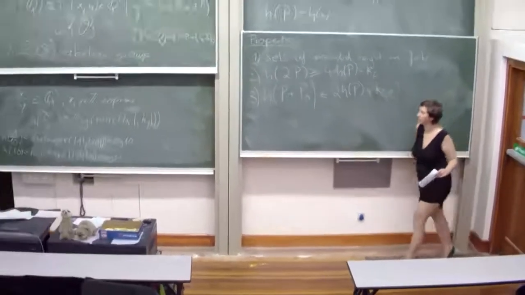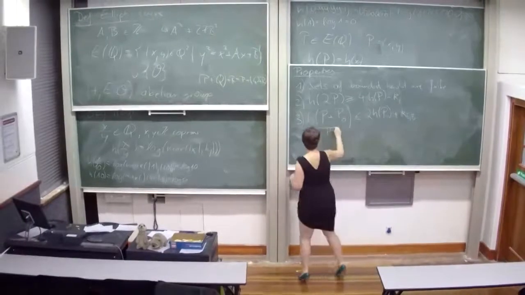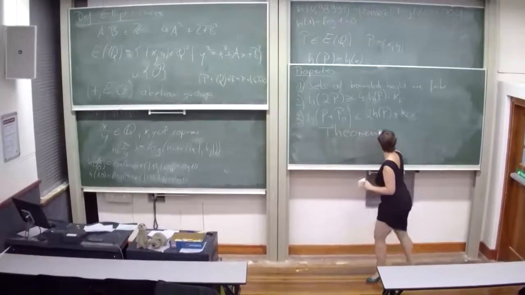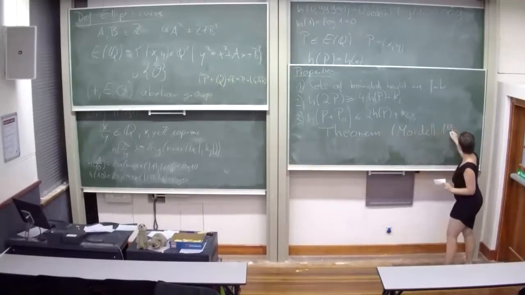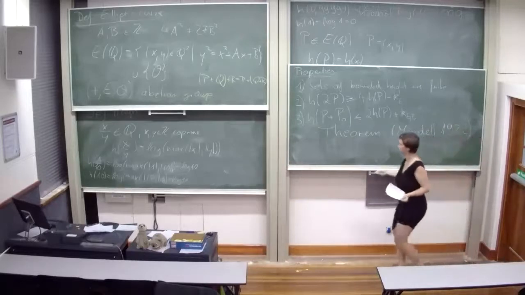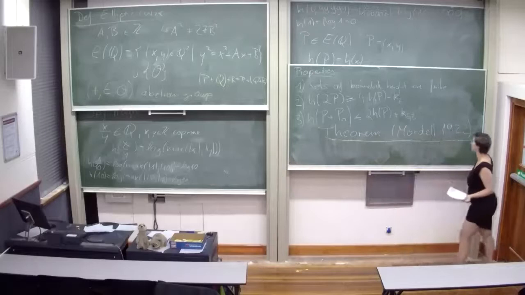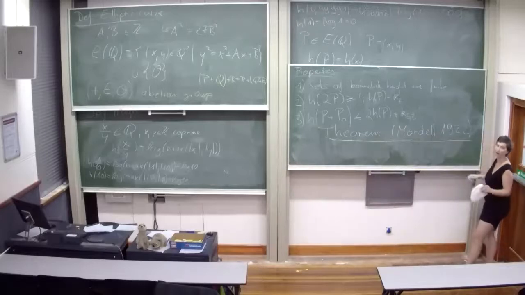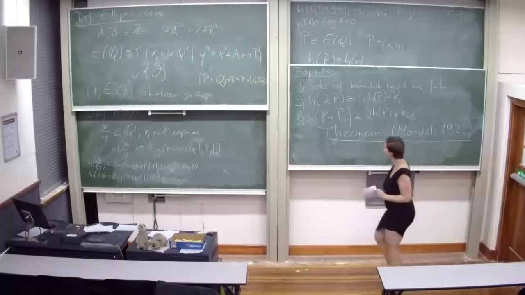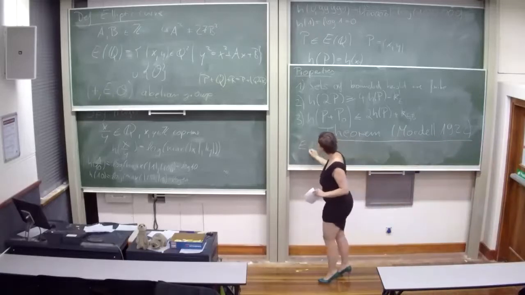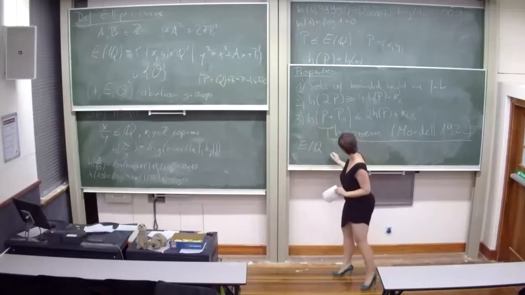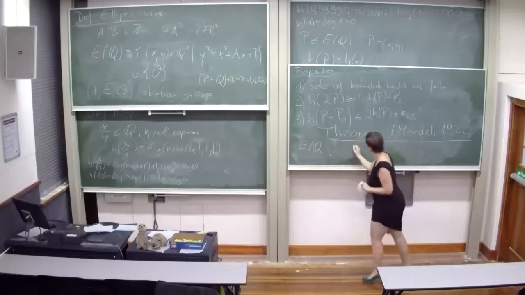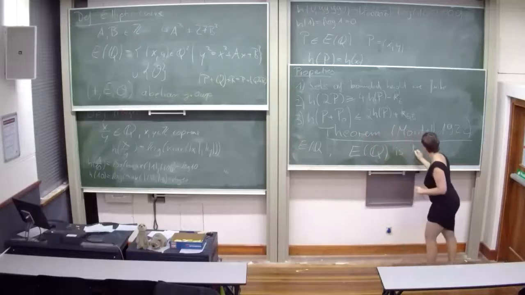Okay, so I'm going to tell you now Mordell's theorem. I think it was 1922. So rather old for research math, but maybe rather new for math in general. We have an elliptic curve defined over Q. So just as in our definition, this a and b are integers. And then the theorem says this E of Q is finitely generated.